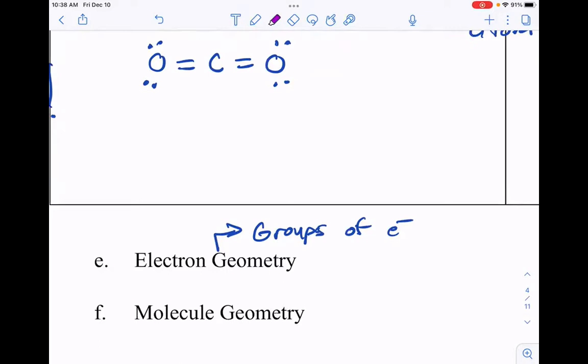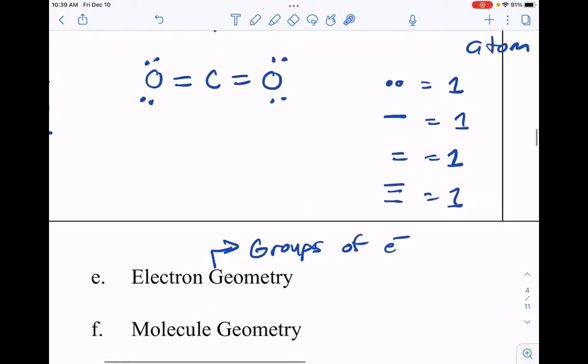Don't take offense to this, but the answer is no. And so when it comes to double bonds, 2, right? Exactly. So if you have a lone pair, that's one group. If you have a single bond, that's one group. If you have a double bond, that's one group. If you have a triple bond, that's one group. So anything that surrounds the central atom is counted as one.